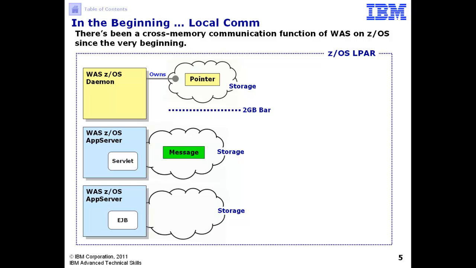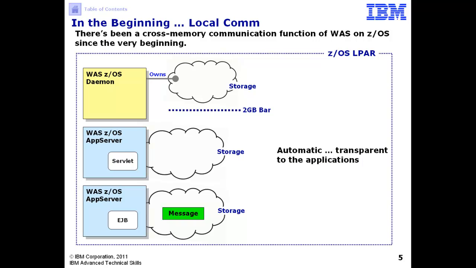Because WOS understands and exploits the z/OS platform on which it operates, it understands that the message is eligible for cross-memory transfer. So the daemon forms up a pointer to the storage location of the message. That pointer is passed to the target EJB, which uses the pointer to go into the storage of the servlet application server and copy the message to its own storage. This is entirely automatic and is completely transparent to the application.